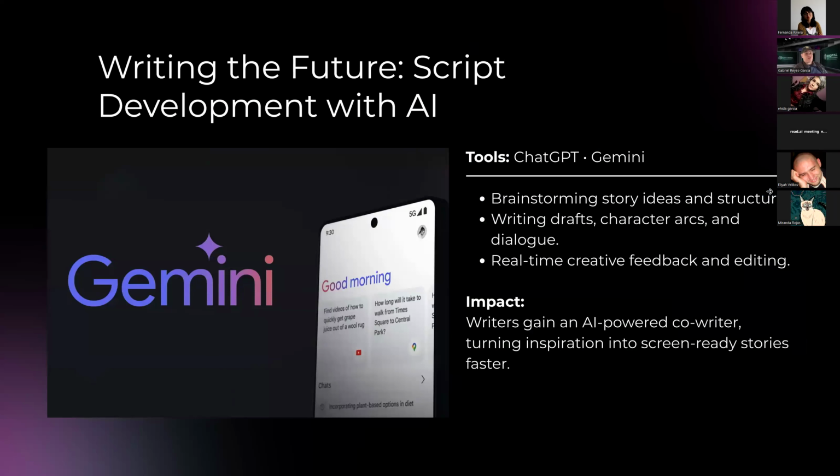For pre-production also, we have a couple of traditional tools like ChatGPT and Gemini, so they can help you write, help you with brainstorming, story ideas, writing drafts, and of course real-time creative feedback: what do you think about this? Compare this with that. So it's a very cool, and controversial tool now for creators, of course.